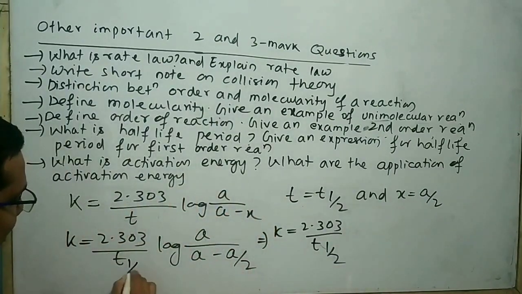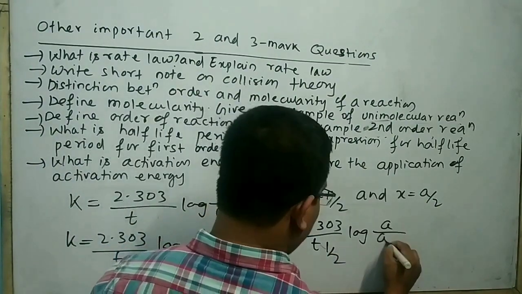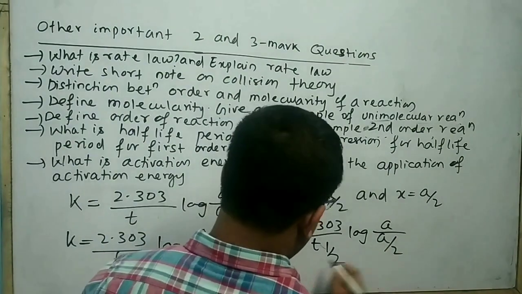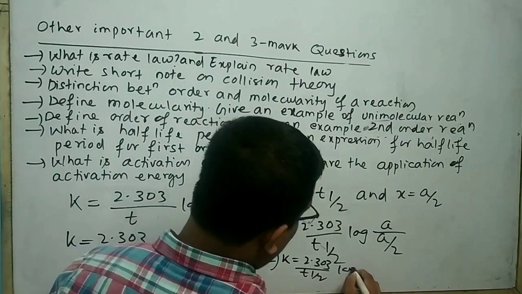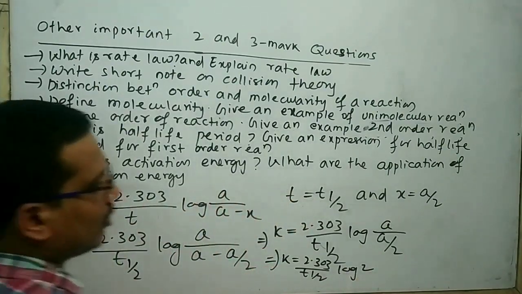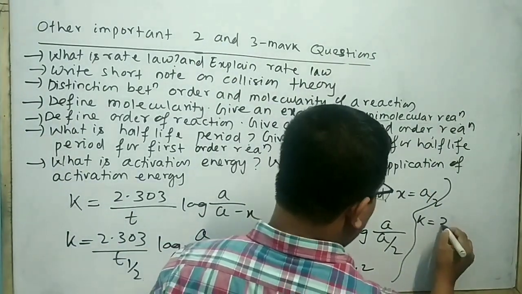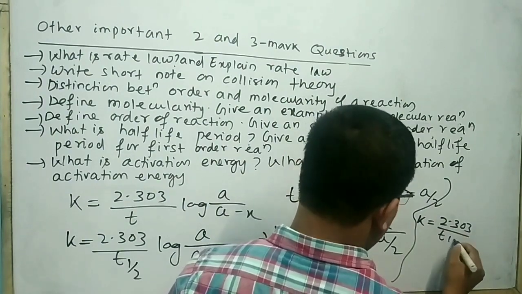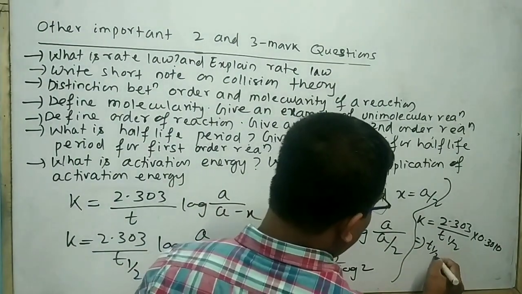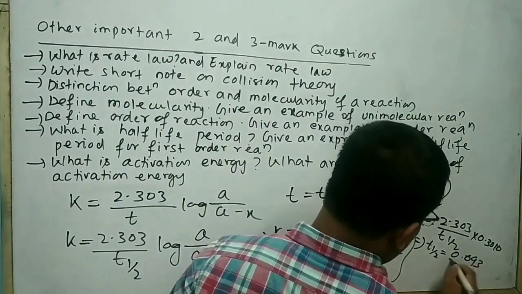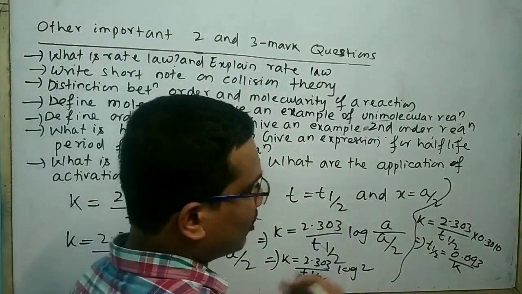Then I can write K is equal to 2.303 divided by t half. Here also I can write t half. Then here I can write log of a by a/2, that means I can write K equal to 2.303 divided by t half log 2. The value of log 2 is 0.3010. So I can write K is equal to 2.303 divided by t half into 0.3010. Finally, I can write t half is equal to 0.693 divided by K. This is the expression for the half-life period for first order reaction.